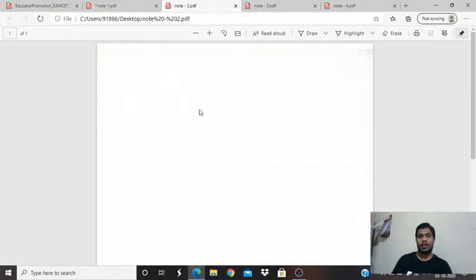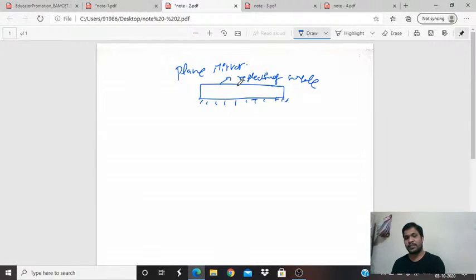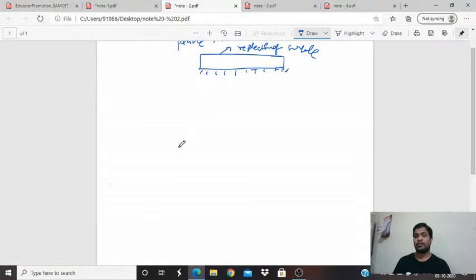Okay. See, if you take a plain glass surface, and if one side is polished, like silver coated, then that side acts like a reflecting surface. So that is called a plane mirror. Okay, plane mirror. So now we can see reflection on plane mirrors. So first of all, what is meant by reflection? We'll see that.